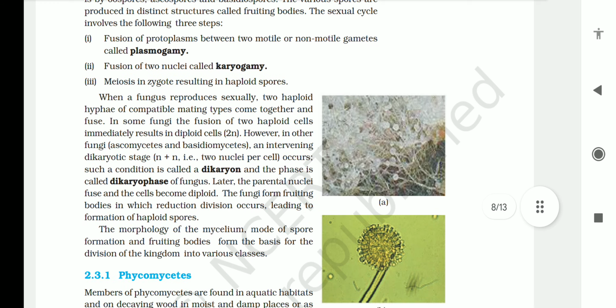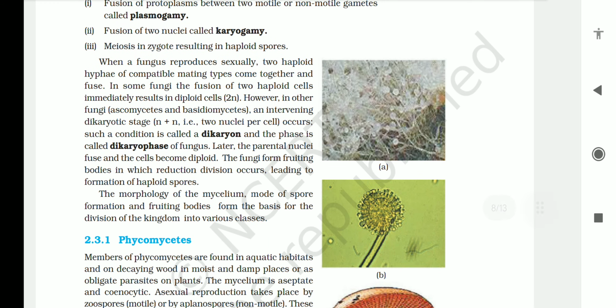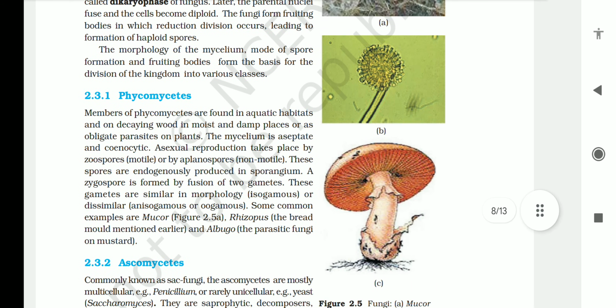Later, the parental nuclei fuse and the cells become diploid. The fungi form fruiting bodies in which reduction division occurs, leading to formation of haploid spores. The morphology of the mycelium, mode of spore formation, and fruiting bodies form the basis for the division of the kingdom into various classes. 2.3.1 Phycomycetes.